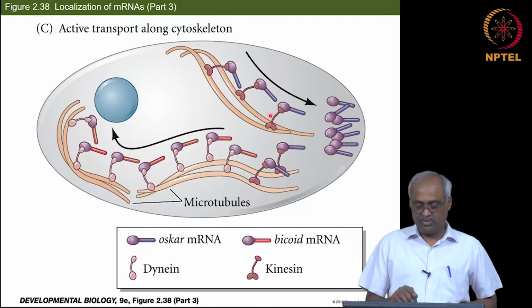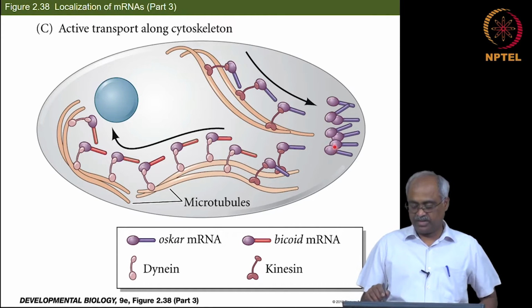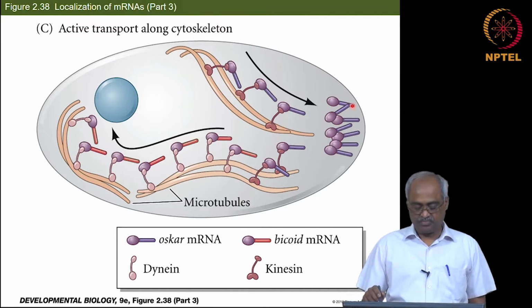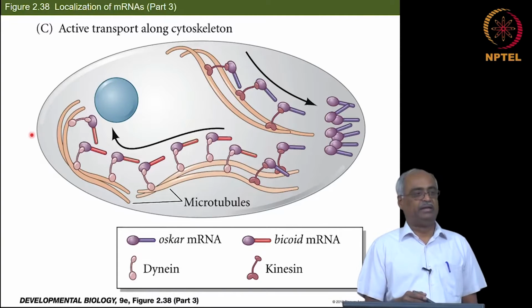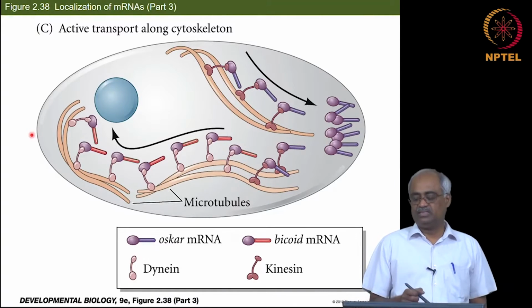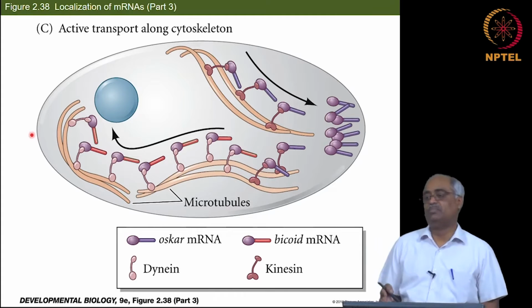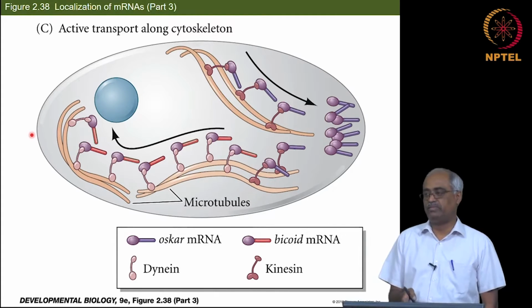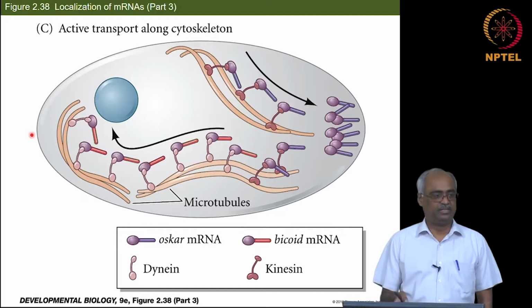Oscar mRNA on these microtubules gets transported to the posterior by motor proteins. At the same time, on microtubules pointing in the opposite direction, motor proteins transport bicoid mRNA to the anterior. So, this is how asymmetric localization happens in the very early embryo itself. In this case it is an oocyte, it is not even fertilized.